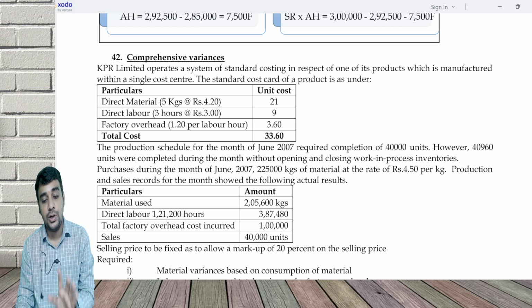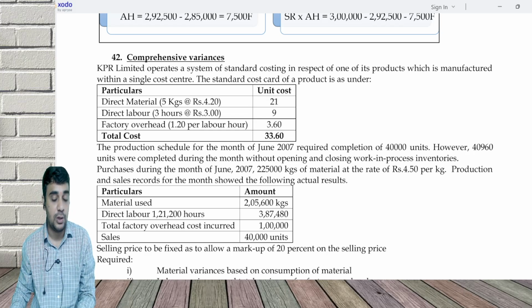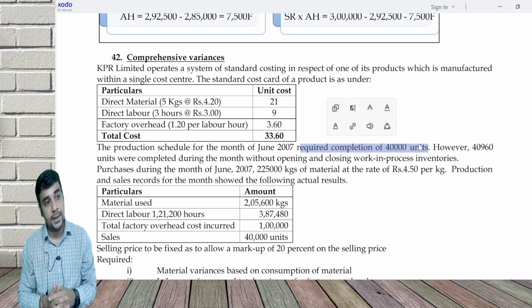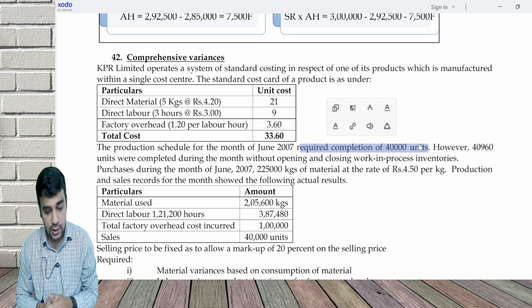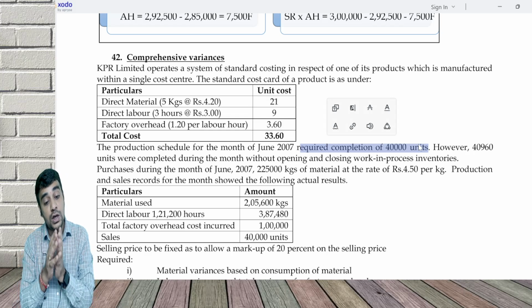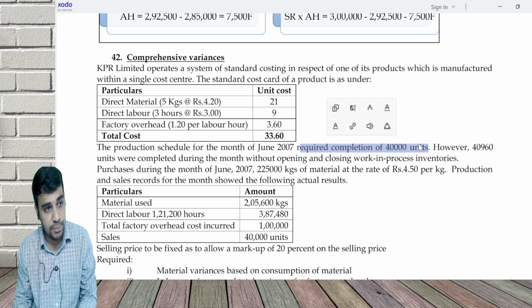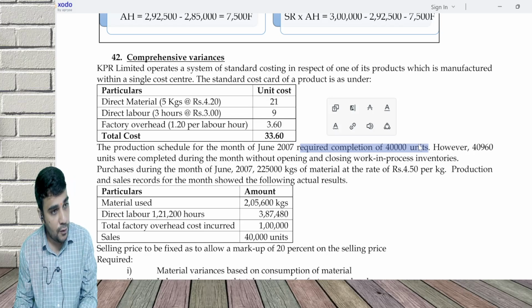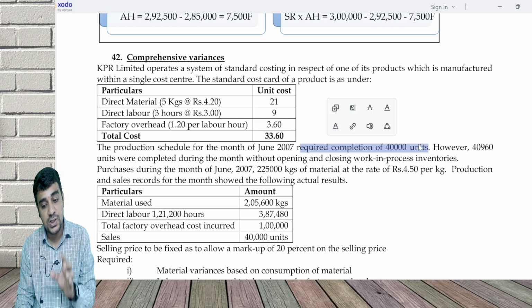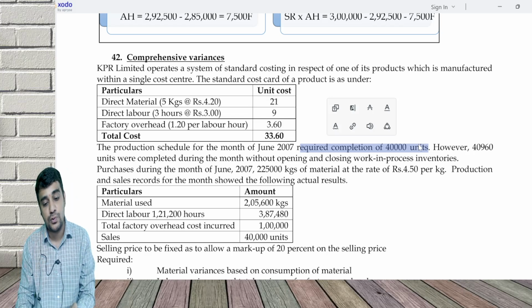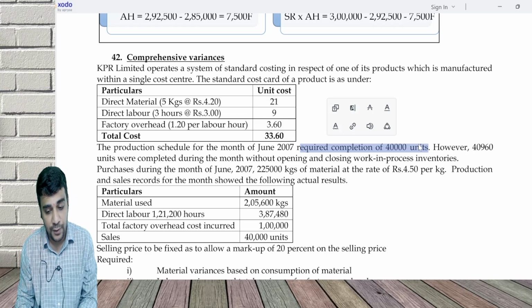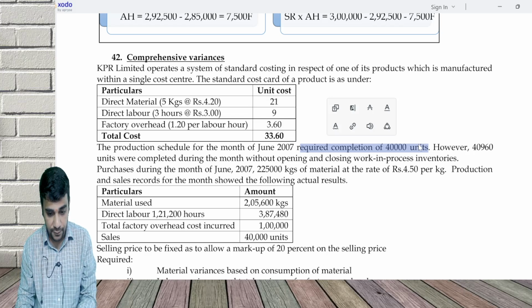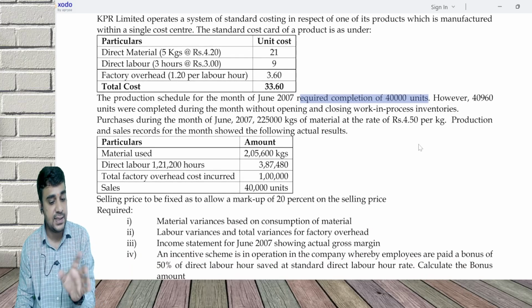The production schedule required completion of 40,000 units. This 40,000 is called budgeted output. However, 4960 were completed. AO is 4960. Budgeted output is 40,000. Purchases during the month of June 2007 were 2,25,000 kgs of material at the rate of 4.5. Sales data is given. Sales is 40,000 units.